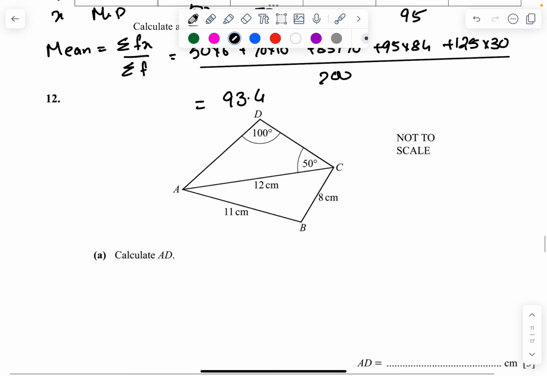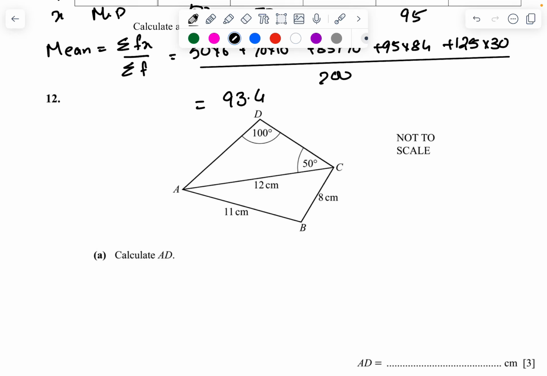Now question number 12. Calculate AD. So we have to calculate the value of AD. This is going to be a 3 marks question. Whenever we see these kinds of questions, we should think whether we should use sine rule or cosine rule. When can we use sine rule? Whenever we know a matching pair. If we don't know a matching pair, then we have to use the cosine rule.